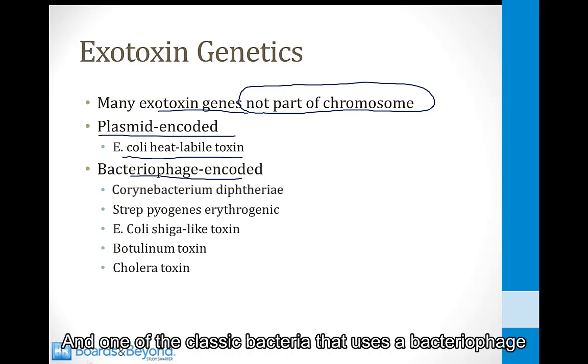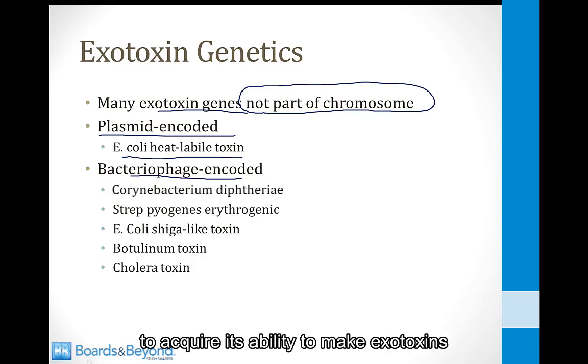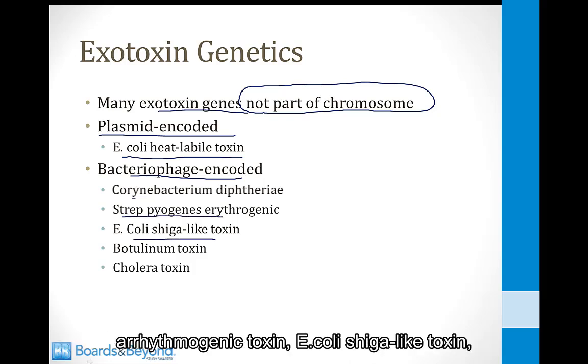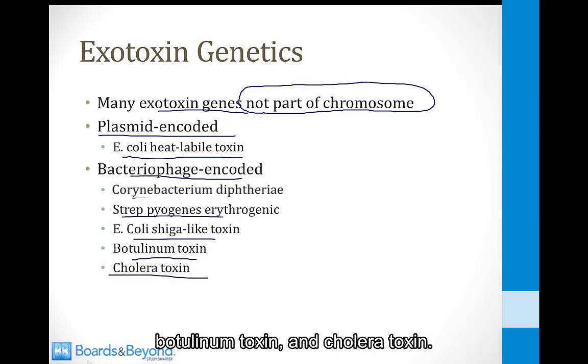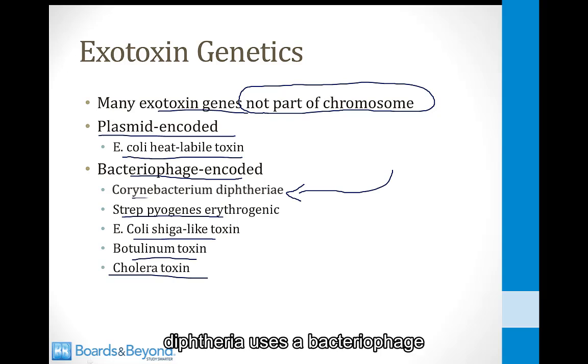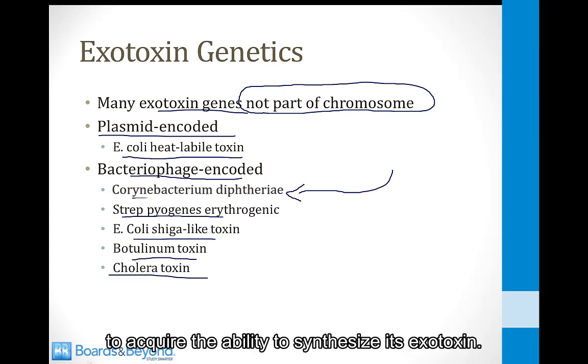And one of the classic bacteria that uses a bacteriophage to acquire its ability to make exotoxins is Corynebacterium diphtheriae. Bacteriophage-encoded toxins also include strep pyogenes erythrogenic toxin, E. coli Shiga-like toxin, botulinum toxin, and cholera toxin. Probably the most important one to remember is this one right here. Diphtheria uses a bacteriophage to acquire the ability to synthesize its exotoxin.